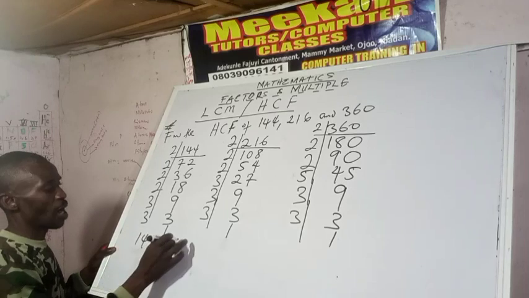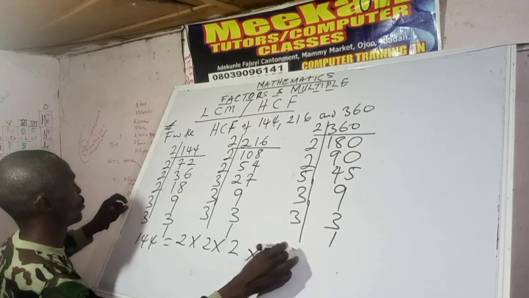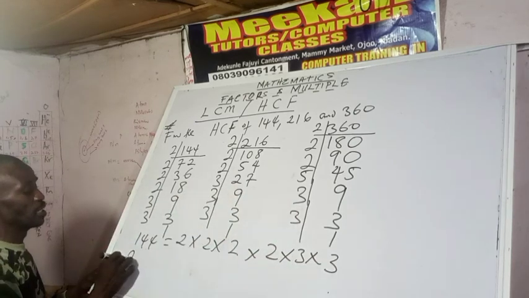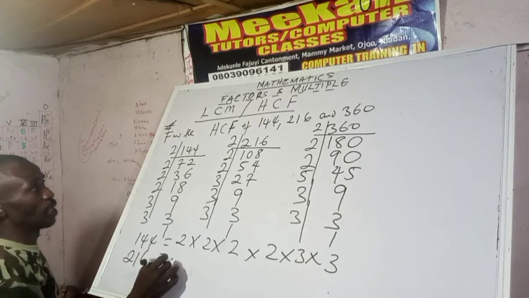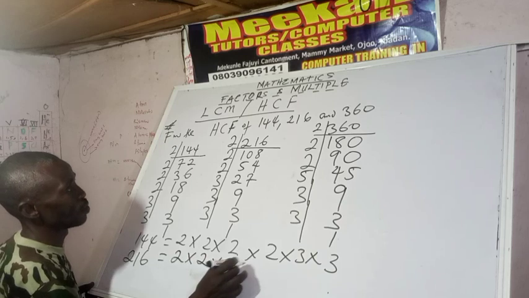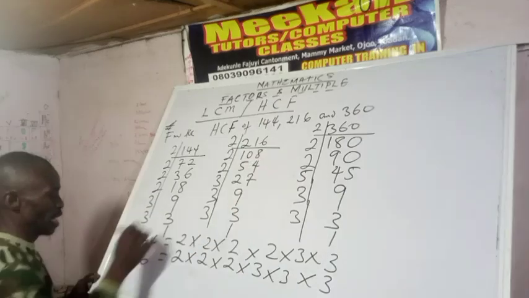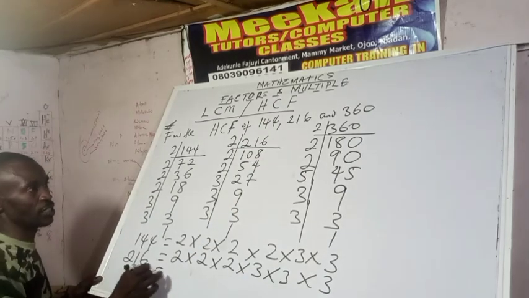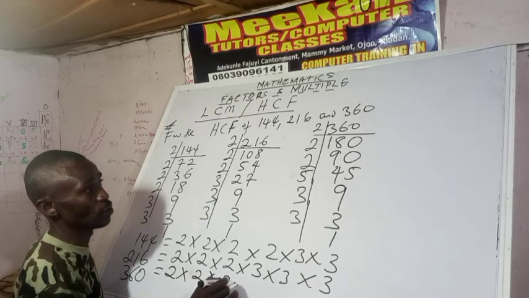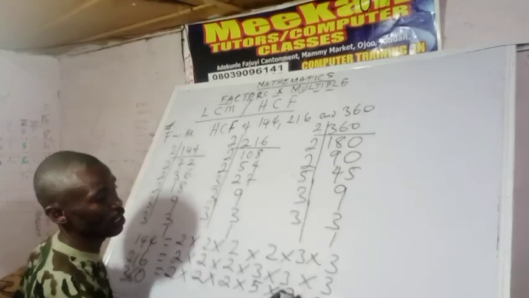144, you have 2 times 2 times 2 times 2 times 3 times 3 as a product of primes. Express it first. Then 216, we have 2 times 2 times 2 times 3 times 3 times 3. Then for 360, what do you have? 2 times 2 times 2 times 5 times 3 times 3.